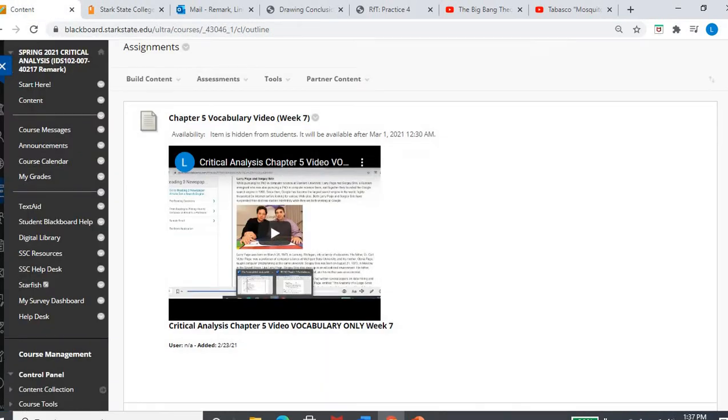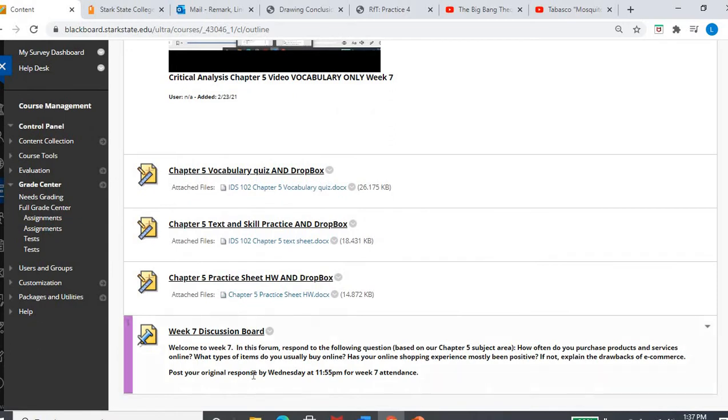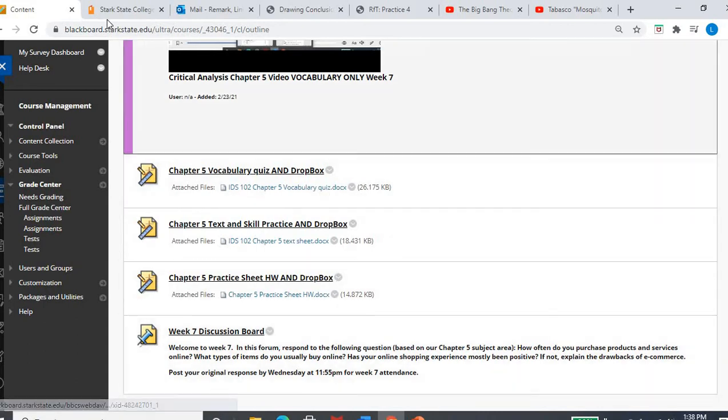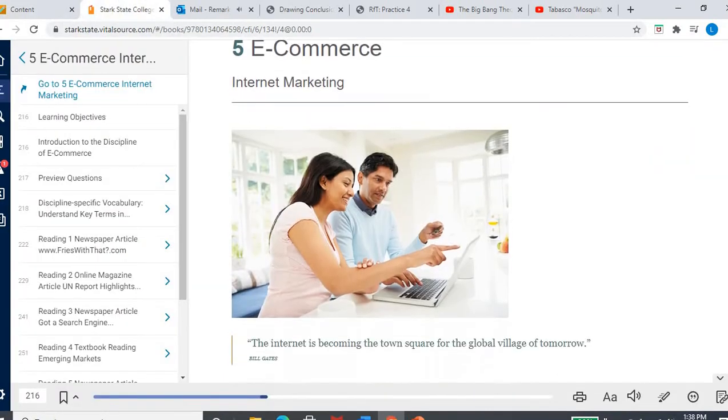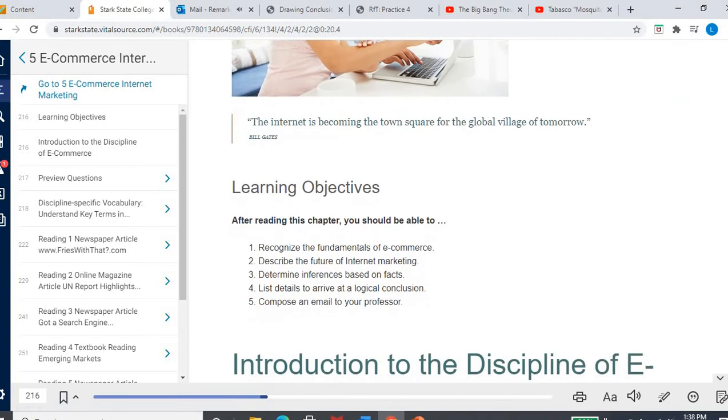If I get into our actual assignments here, our week 7 discussion board is just like the past couple discussion boards. It's based on our subject area of the chapter, and it's coming from the beginning of the chapter questions. So it is asking you, how often do you purchase products and services online? What types of items do you usually buy online? Has your online shopping experience mostly been positive? If not, what are the negatives? So that is one of the questions here.